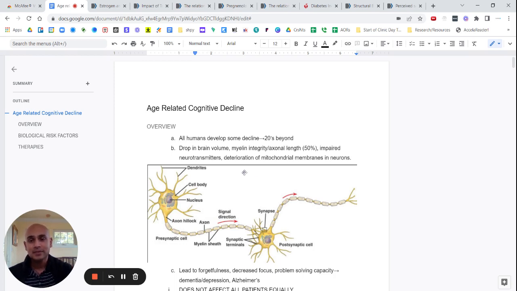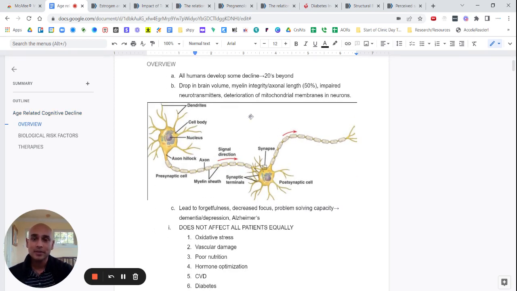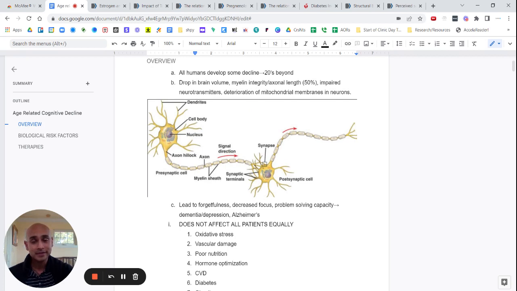So just to start off, all humans will develop some level of cognitive decline. In some individuals, it's as early as their 20s, and it's manifested by a drop in brain volume, myelin integrity, impaired neurotransmitters, as well as deterioration in the mitochondrial membranes in your neurons.